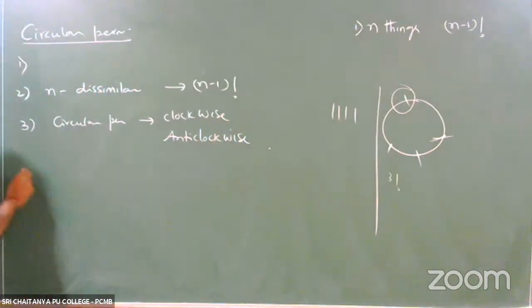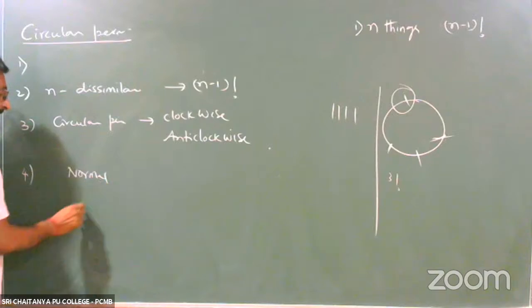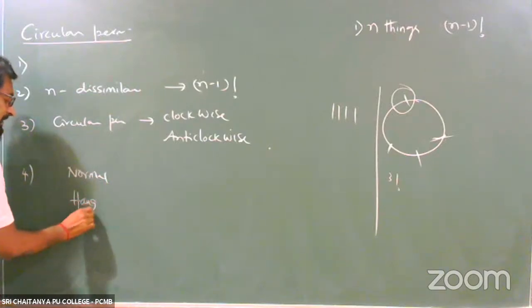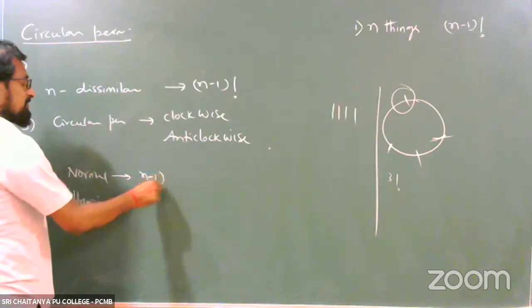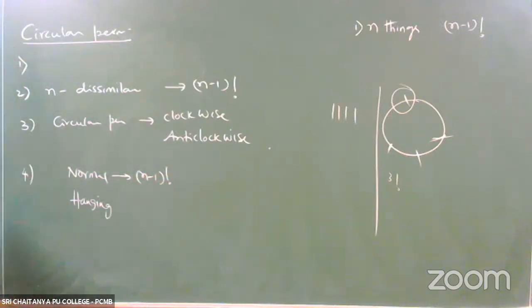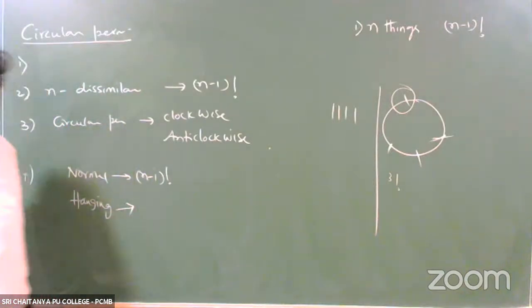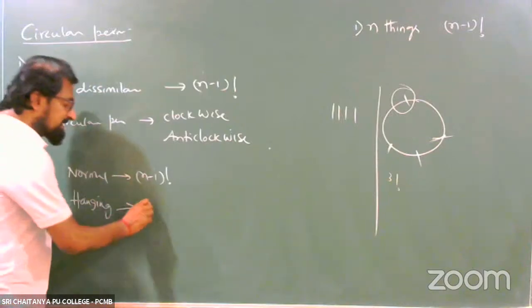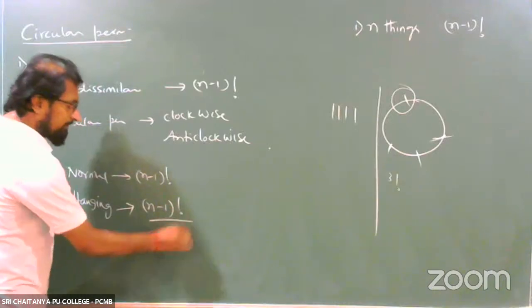Right? Now, circular permutations are of two different types. One is normal and another one is hanging type circular permutation. In normal circular permutations, n things can be arranged among themselves circularly in n minus 1 factorial ways. In hanging type circular permutation, n things can be arranged among themselves circularly in n minus 1 factorial by 2 ways.